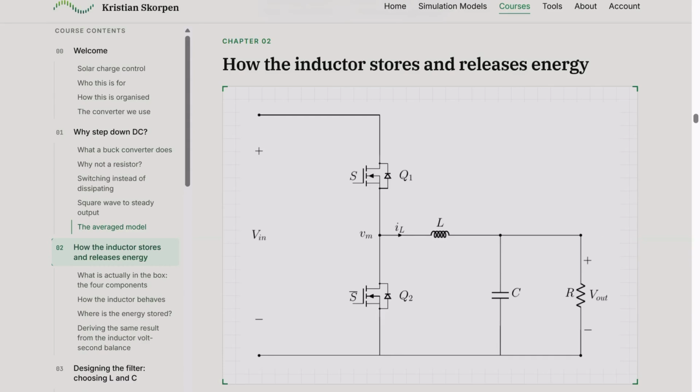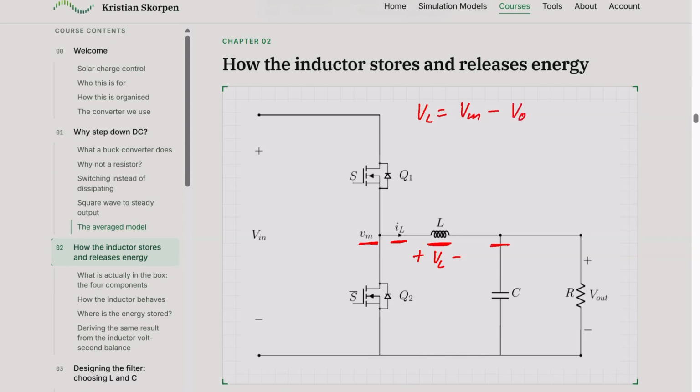In this video, I will explain how the current behaves and how it relates to the inductor. So basically, the current is determined by the voltage over the inductor. So first we can look at how the voltage is determined. We know that the voltage, VL, is equal to the voltage here minus the voltage here. So we have Vm minus the output voltage, which I just call VO.